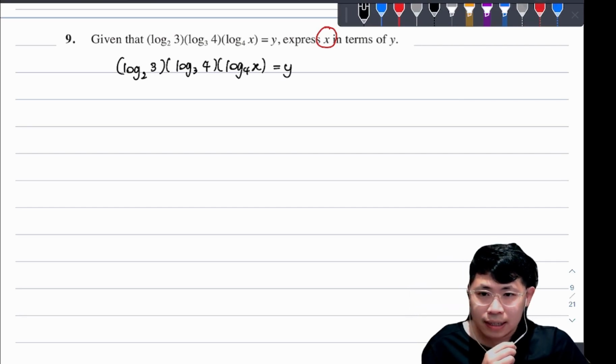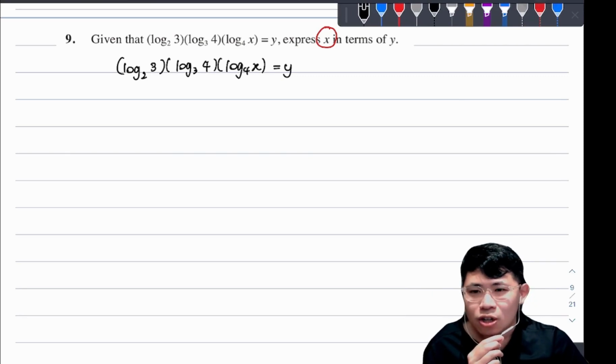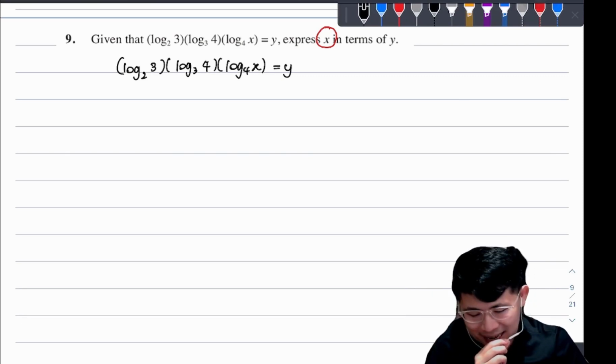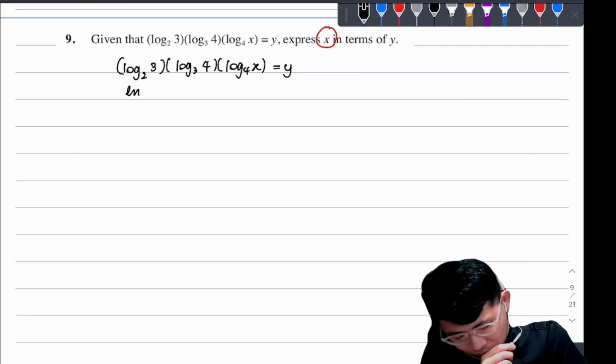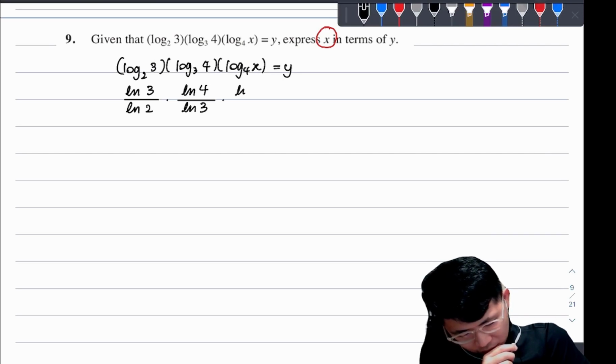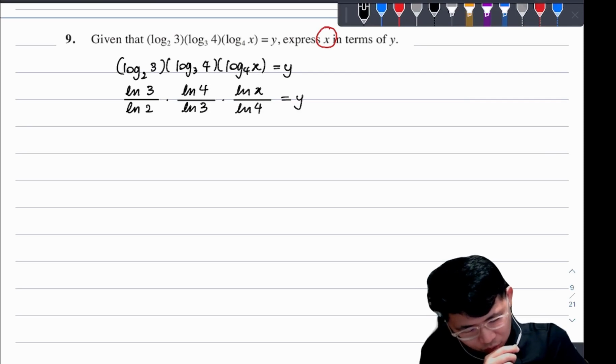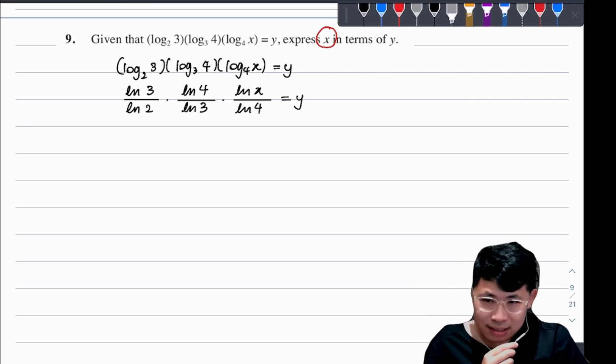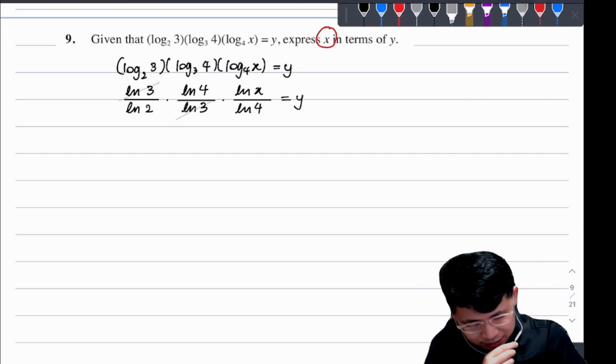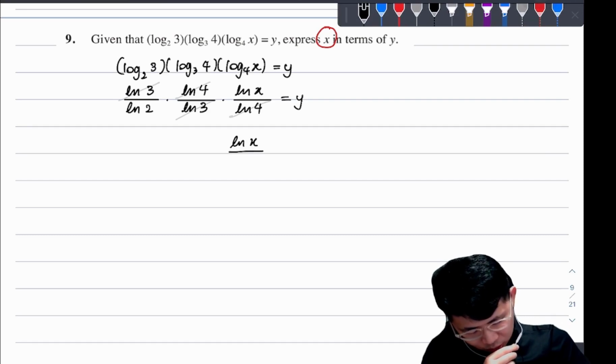Okay, so the trick is, because everything is in different bases, we just change to a common base. So we change to ln 3 over ln 2. Then I have ln 4 over ln 3. Then I have ln x over ln 4. Right? So this will equal y. Now we can see a series of cancellation already. You can cancel this, you can cancel the 4. So it is just ln x over ln 2 equals y.